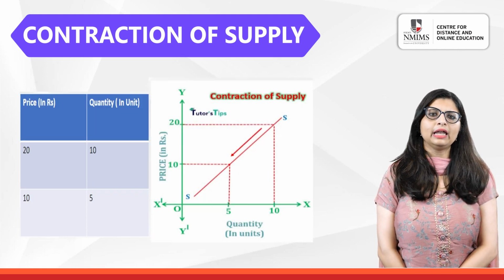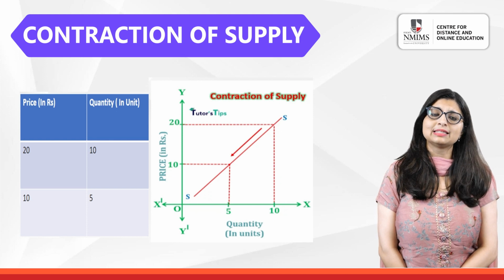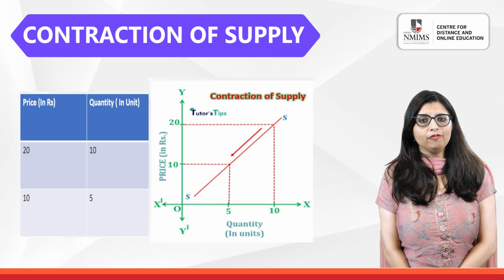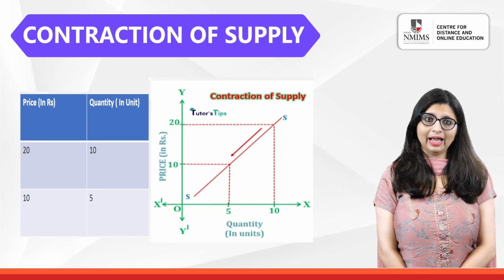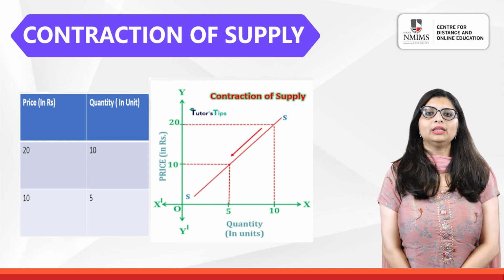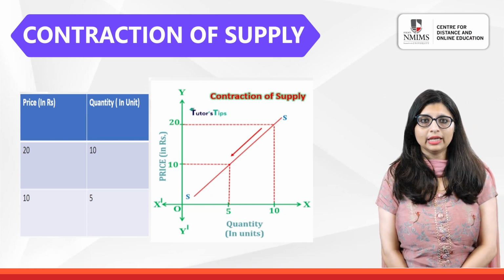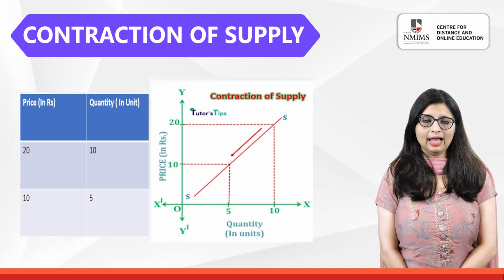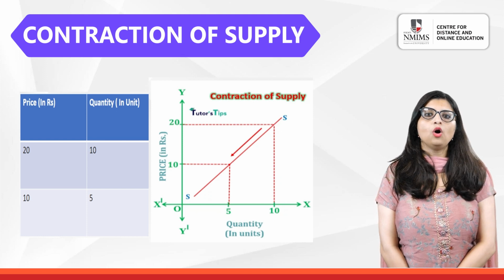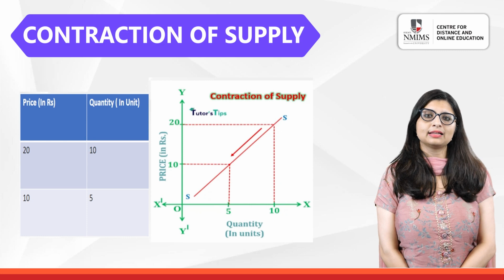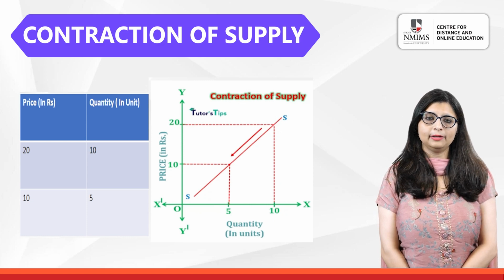Suppose 10 units of a commodity are supplied at price 20 and 5 units are supplied at price 10. In that scenario, there is a downward trend, which can be referred to as contraction of supply. Always remember, on the y-axis we take price and on the x-axis we take quantity supplied.